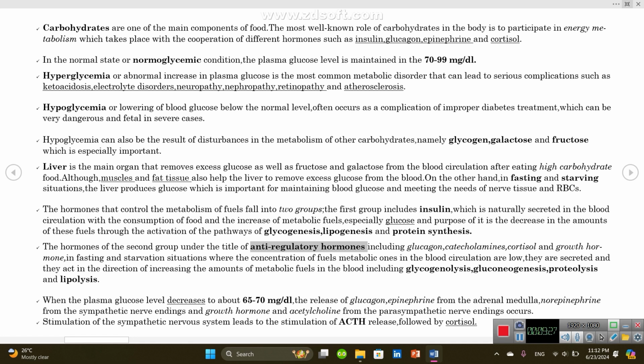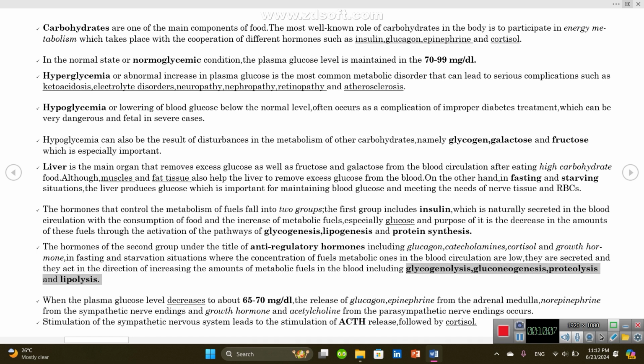Counter-regulatory hormones include glucagon, catecholamines like norepinephrine and epinephrine, or adrenaline and noradrenaline, cortisol, and growth hormone, which is secreted from the pituitary gland. In fasting and starvation situations where the concentration of metabolic fuels in the blood circulation is low, they are secreted and they act in the direction of increasing the amounts of metabolic fuels in the blood, including glycogenolysis, gluconeogenesis, proteolysis, and lipolysis.